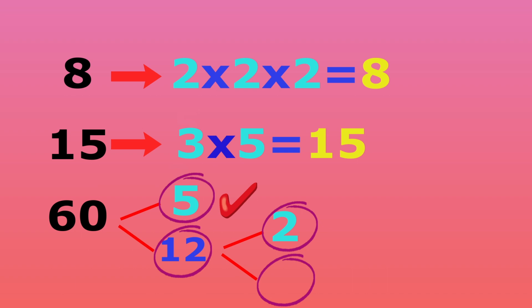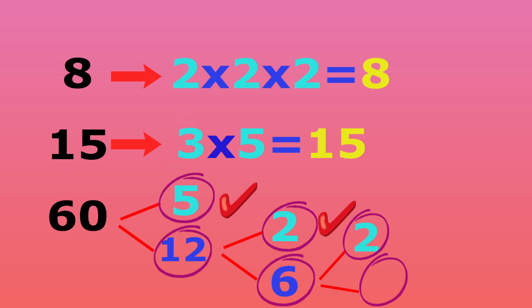To complete the factor pair, we need another number which, when multiplied by 2, gives 12. 2 times 6 equals 12, so 6 is our other factor in the factor pair of 12. But 6 is not prime, so let's mark 2 as complete and continue working on 6. Again, we find the smallest prime number that goes into 6. Well, that's 2, so 2 is a factor of 6.